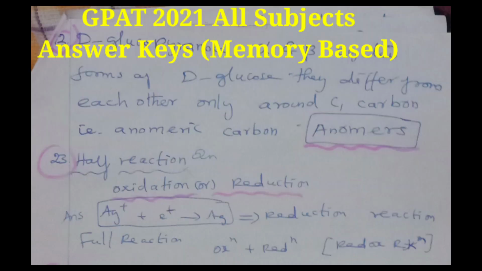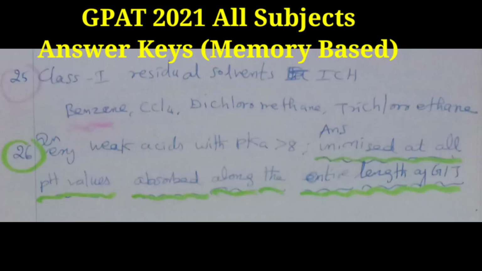The next question is, D-glucopyranose, alpha and beta cyclic forms of D-glucose, they differ from each other only around C1 carbon, that is anomeric carbon. The answer is anomers. Next question, half reaction, that is oxidation and reduction. Next question, 2,5-bis aminoxymethyl 3,6-diketopiperazine is cycloserine.